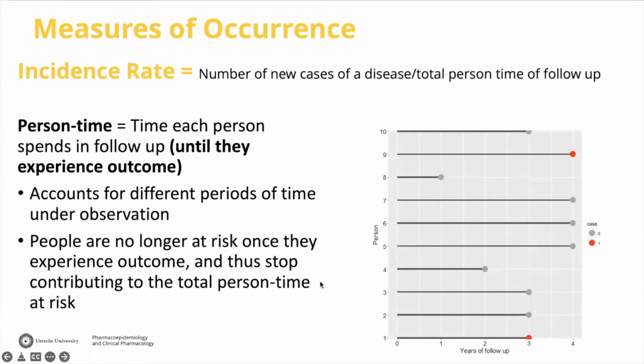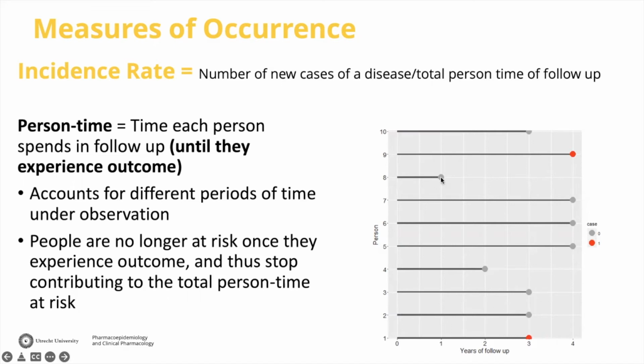So this is just an example graph with people that we're following. This is just the start of the follow-up. We follow people forward in time. This person had an event at year 3. This person we're following forward. They were only followed until year 3, but they didn't have an event.